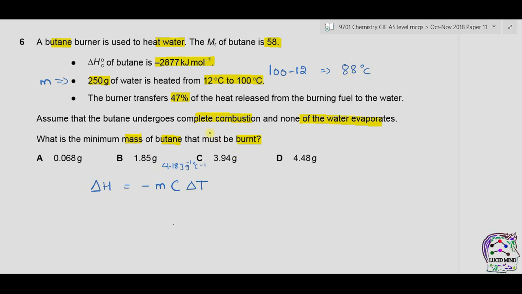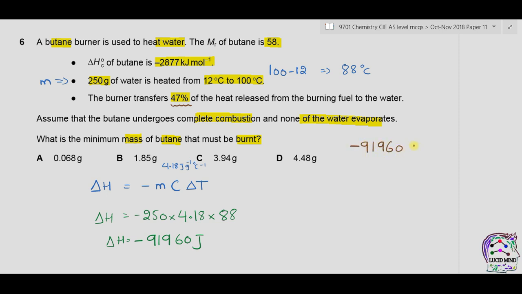Let's find the enthalpy change by putting in the values. Mass is 250 grams. C is 4.18. Delta T is 88. So delta H comes equal to minus 91960 joules. Now this is the enthalpy change when the burner transfers 47% of the heat released. So for 100% we can find out the value by using the ratio method.